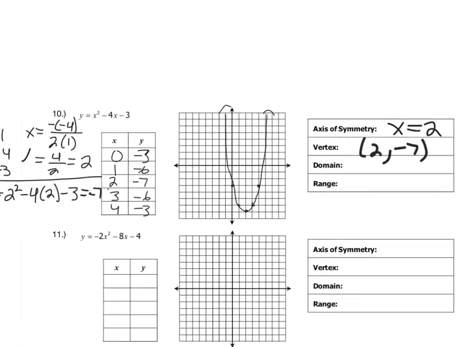So your domain, most of the time with quadratics, it's going to be all real. And then your range looks like it's going to be y is greater than or equal to the y value of our vertex, which is going to be -7.